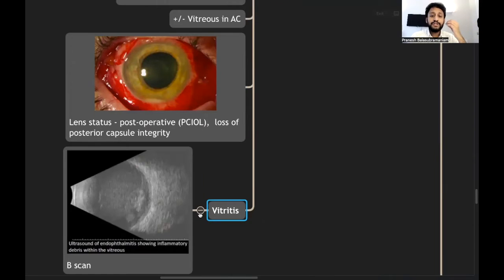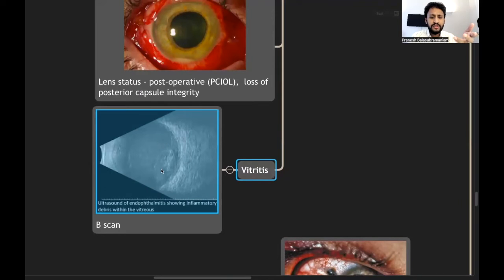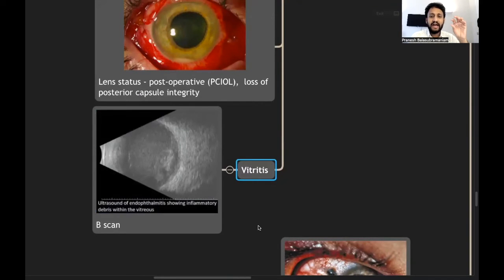And please do a B scan to look for vitritis. As you can see in this picture, this B scan shows multiple small dot-like hyperechoic opacities, dot echoes, which means there can be inflammation of the vitreous cavity, what you call vitritis.